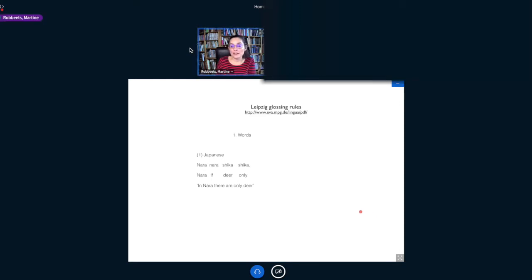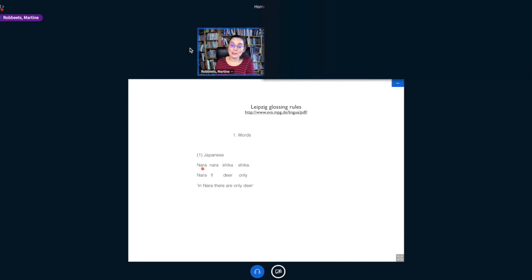So here, the first idea behind the Leipzig glossing rules is that when you have a sentence, you always gloss the sentence word by word. So for each word, you give its meaning. As linguists are mostly working with different language varieties, you always note the language from which this example comes. You can also number your example. So the first example number is 1, and then you put Japanese. And on the line beneath, you put the sentence that is your example.